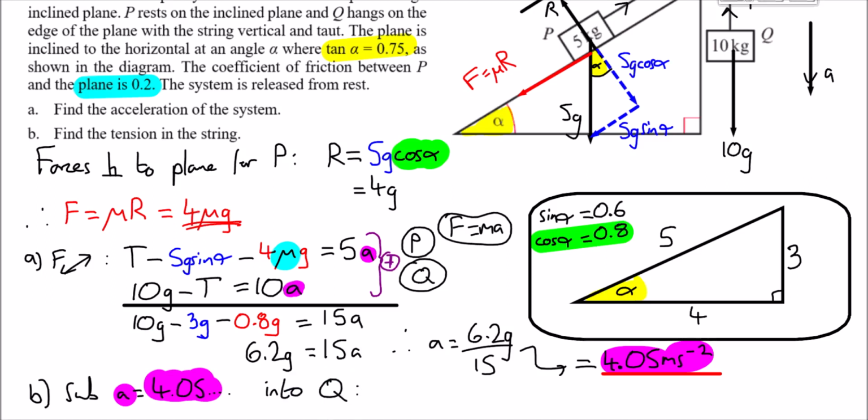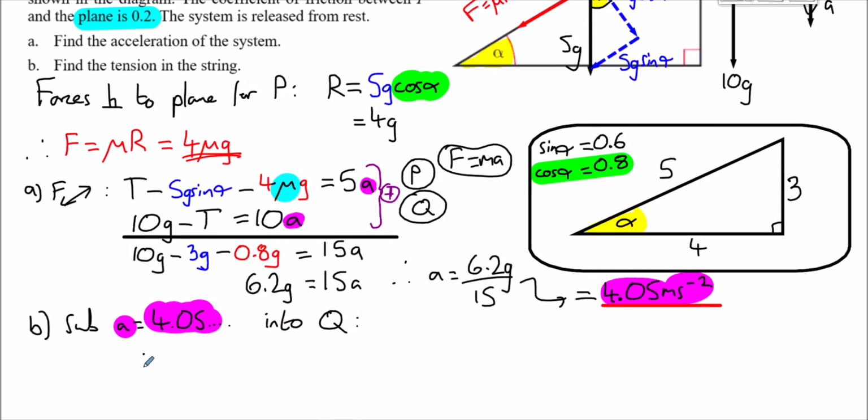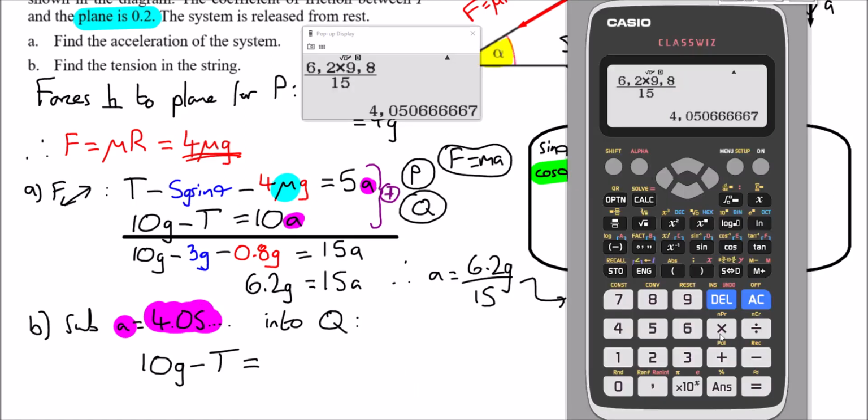and what I'll get is 10g minus T equals 10 times this value here. So if I multiply this by 10, obviously you can do it by just moving the decimal, I've been incredibly brain dead here, 40.506 recurring.